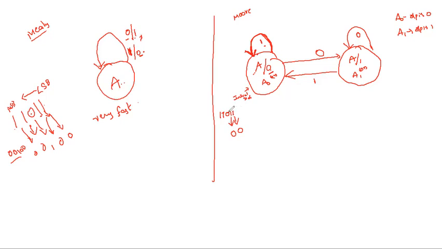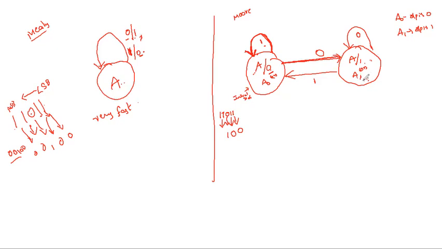Next input is 0. So whenever input is 0, output is 1, and you are going here now. You are going to the next state. What is the next state? A1. You are now in A1. Okay. You are available now in A1. What is the next input? 1.